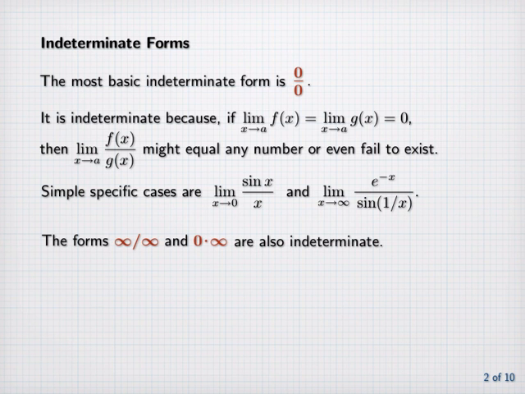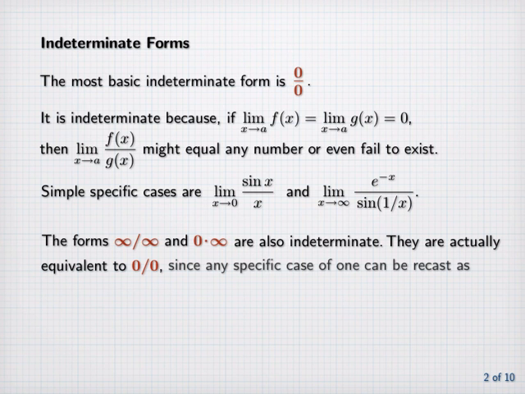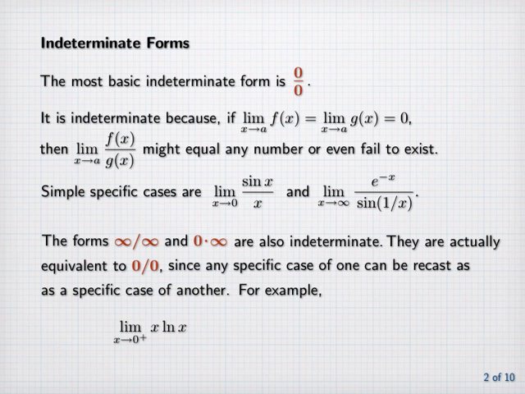These are actually equivalent to 0 over 0, since any specific case of one can be recast as a specific case of another. For example, consider the limit as x approaches 0 from the right of x times log x. As it's written, this is a 0 times infinity limit, actually 0 times negative infinity.